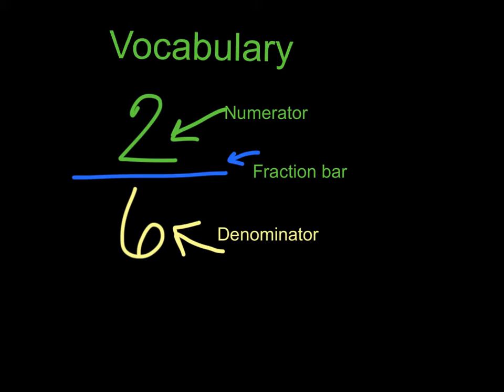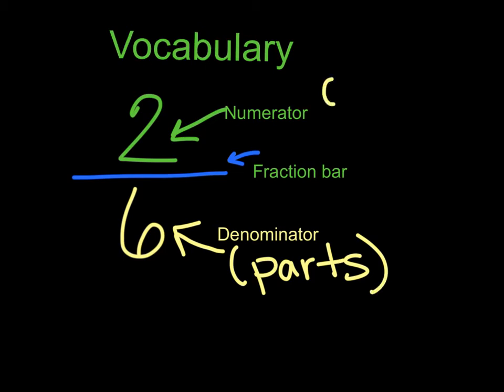And we're saying that the denominator here tells me how many parts, equal parts, that I have. And the numerator talks about how many are shaded or how many we're looking at. So this is my number out of the number of parts that we're talking about.